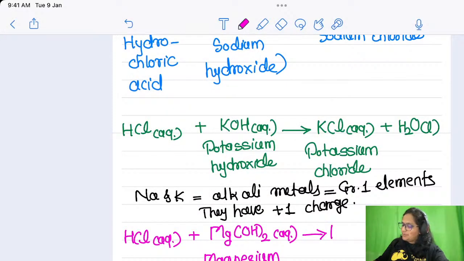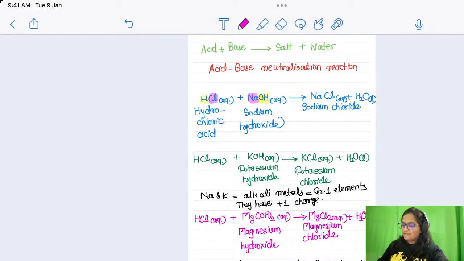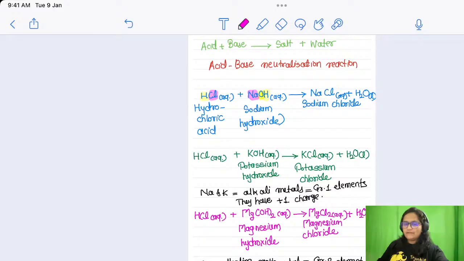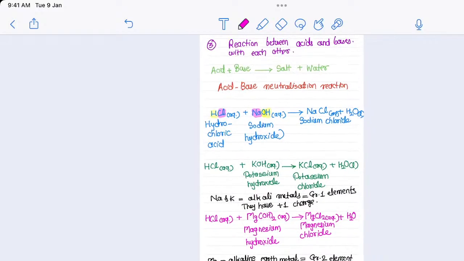What is the salt produced? MgCl2 aqueous. The name of this salt is magnesium chloride. So this is how we can write down the acid base neutralization reaction, whatever may be the salt given. You can just take a screenshot of this page, and then we'll see next examples.